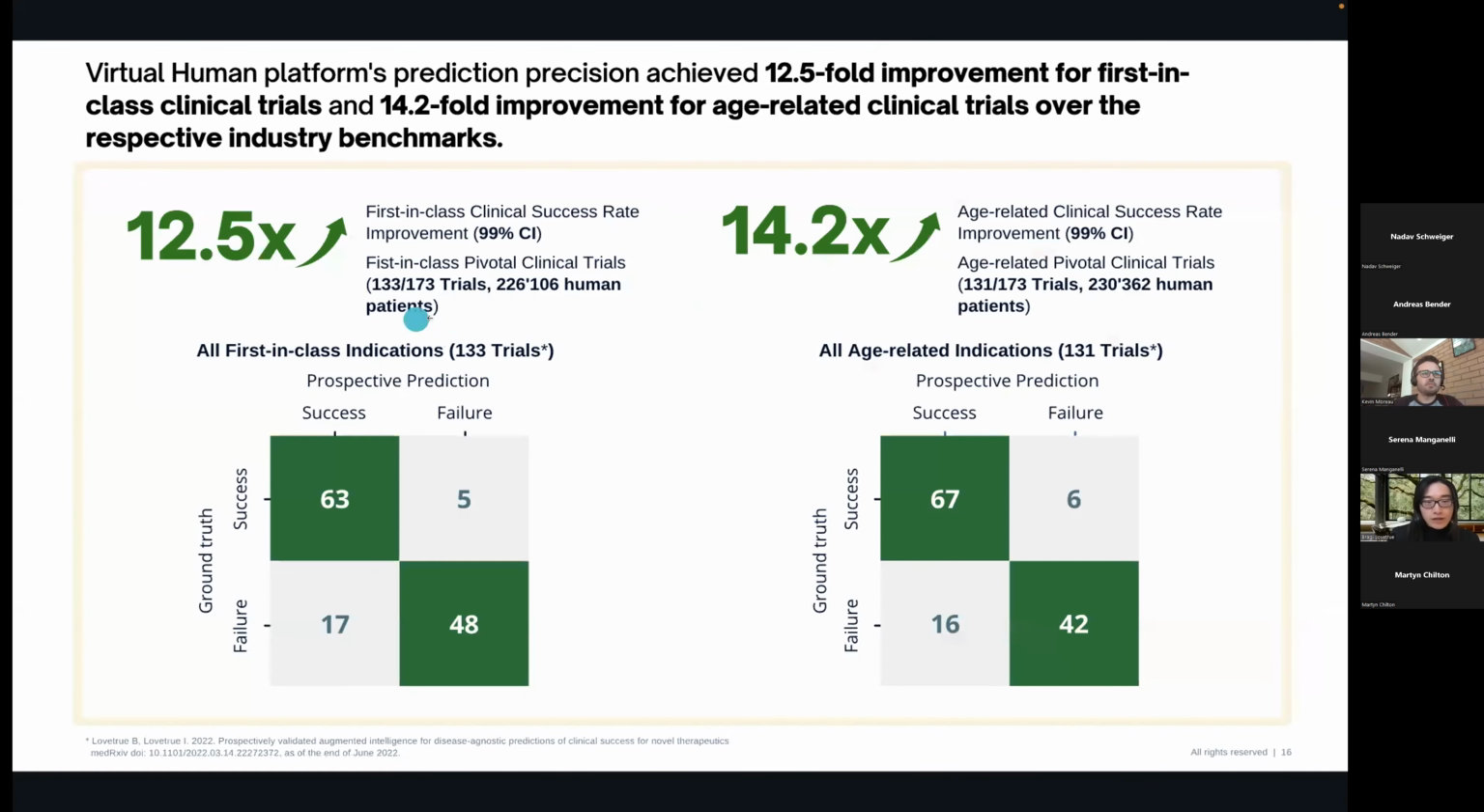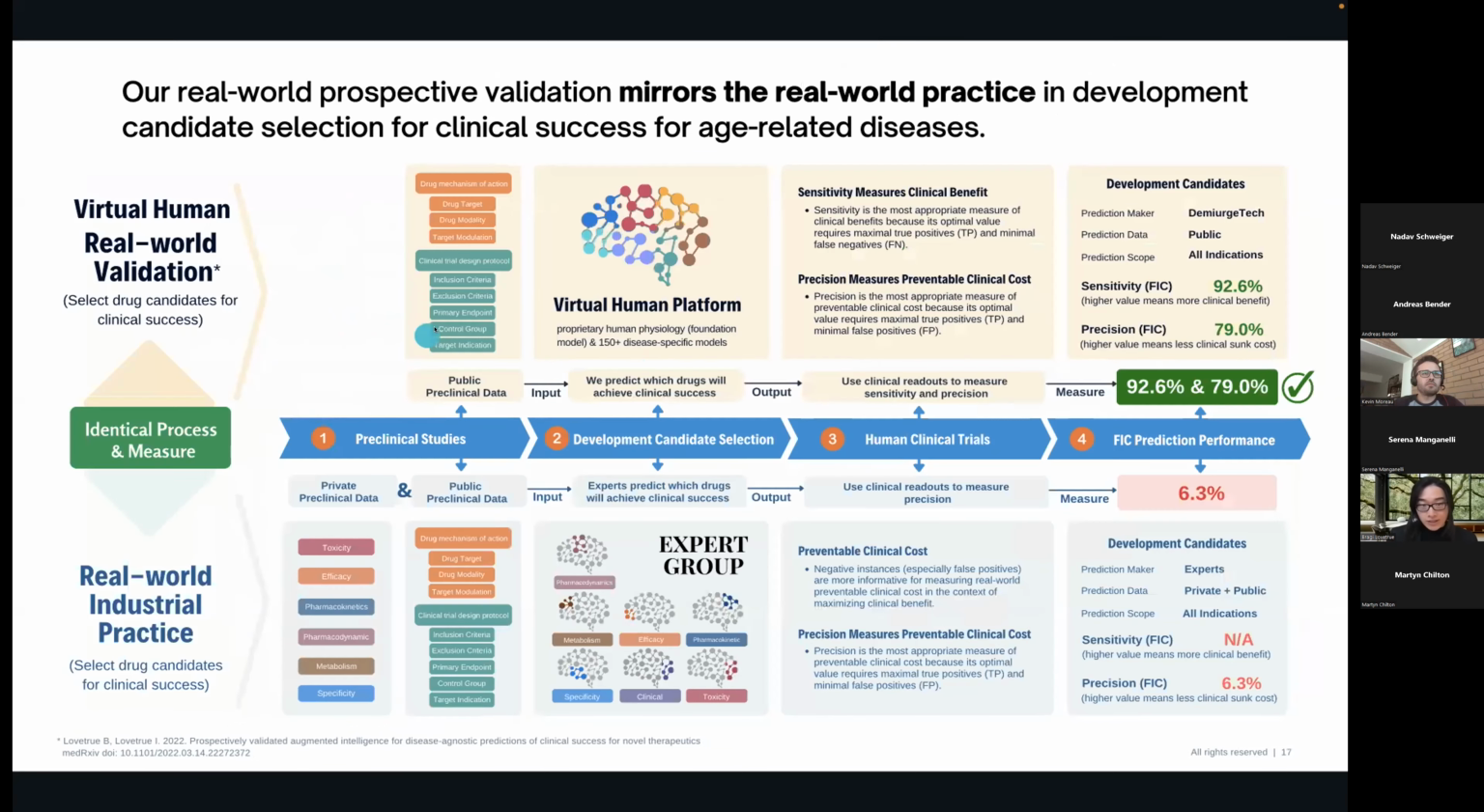And more specifically, if you look at our validation, out of 173 trials with readout, 133 of them are first-in-class, and 131 of them are age-related. So both of these subgroups represent the most valuable, but also the most challenging groups for clinical predictions. So we have achieved more than 10-fold improvement in clinical success rate in both.